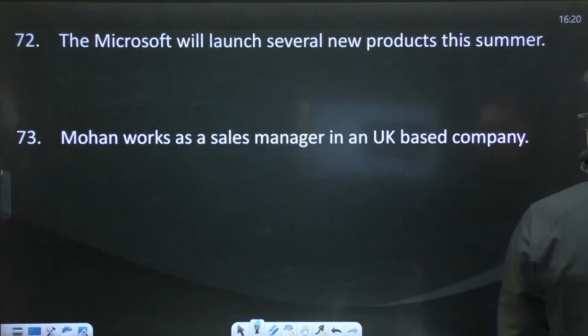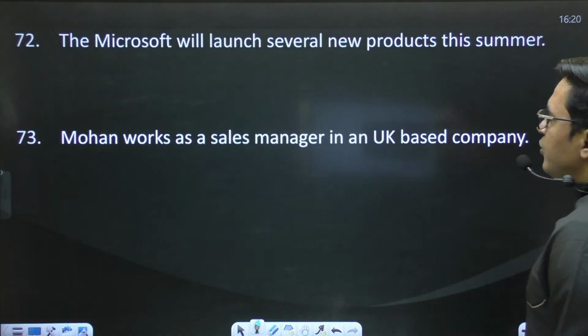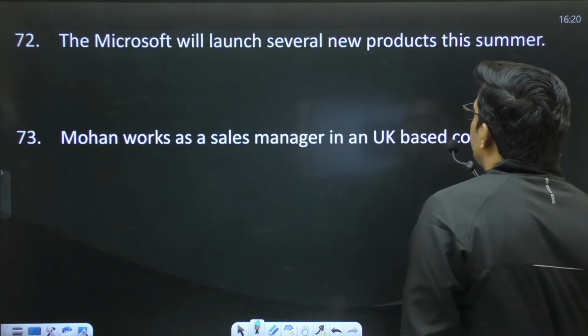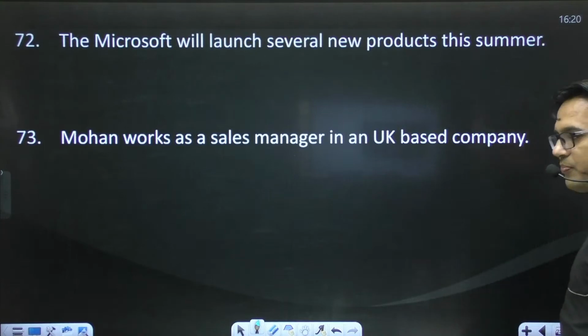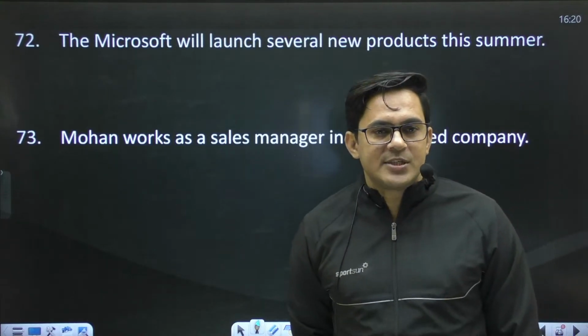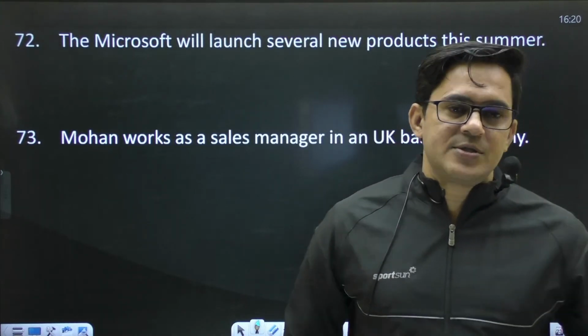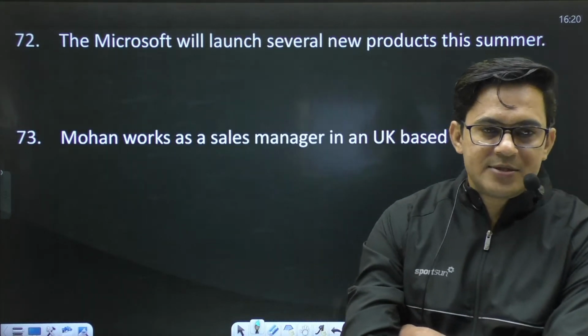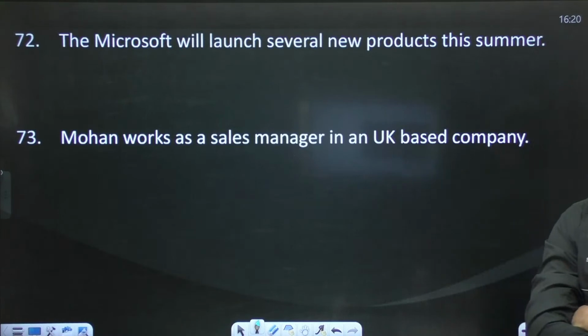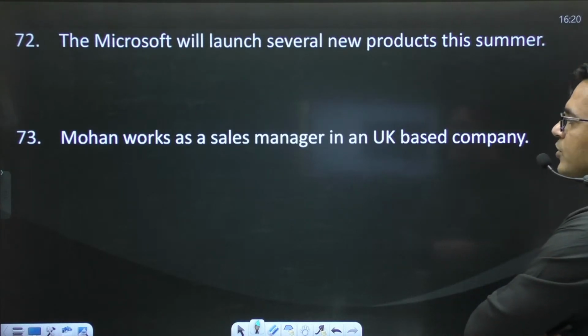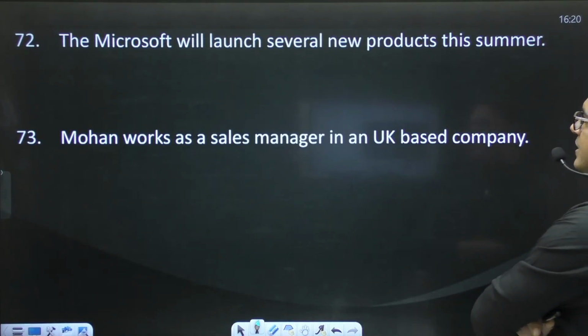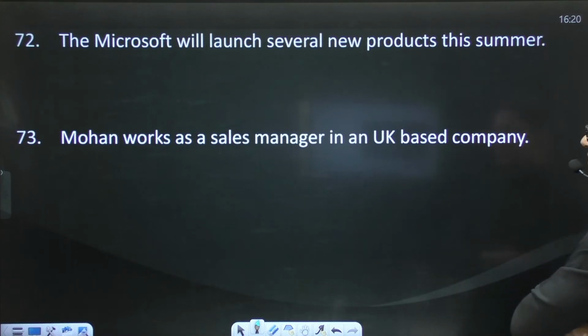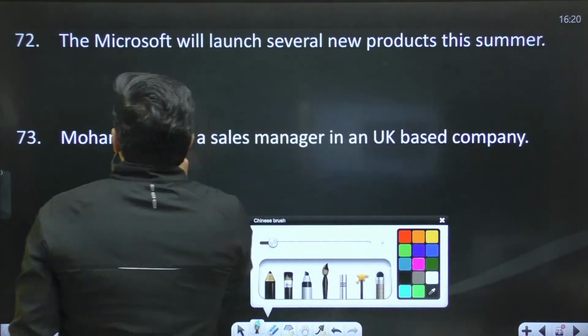Next sentence is, the Microsoft will launch several new products this summer. What do you think of this sentence? Answer the following questions. Yes, bilkul. Answer the following questions will be the right answer. Okay, next sentence. The Microsoft will launch several new products this summer. You know it very well.